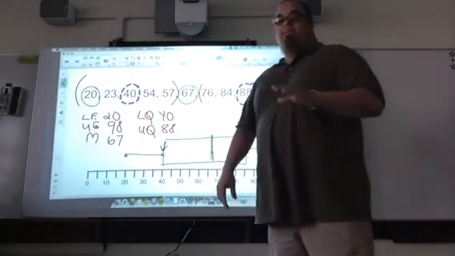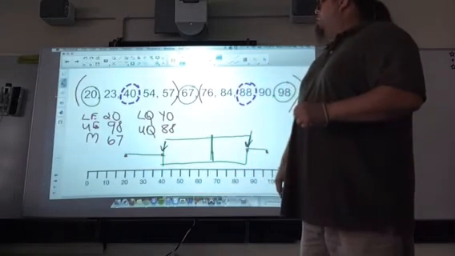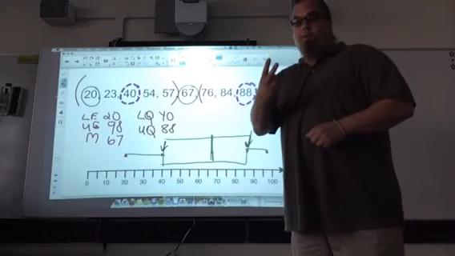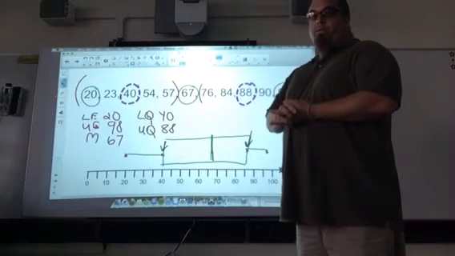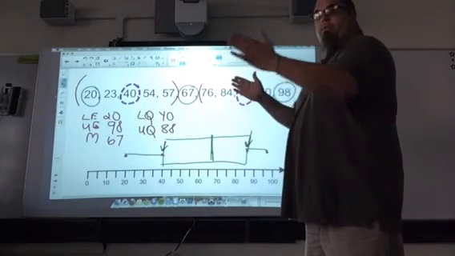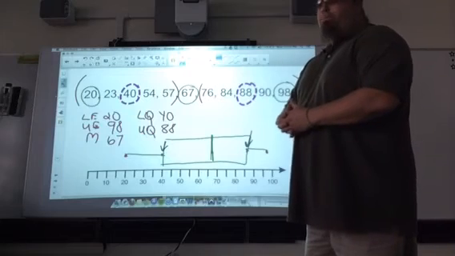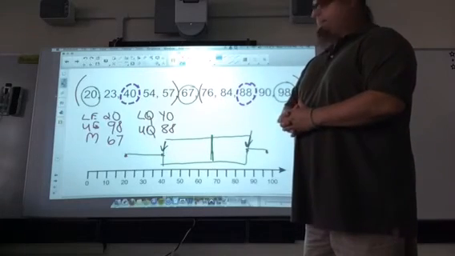I'm going to do more examples in class because you may have a situation where you have two middle numbers, in which case you would need to find the mean of the middle numbers, but then you would include both those numbers in the split. I'll do more examples like that in a little bit.